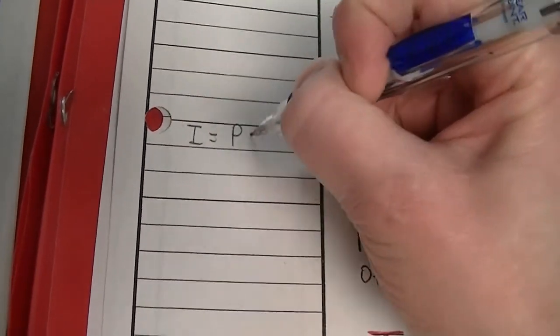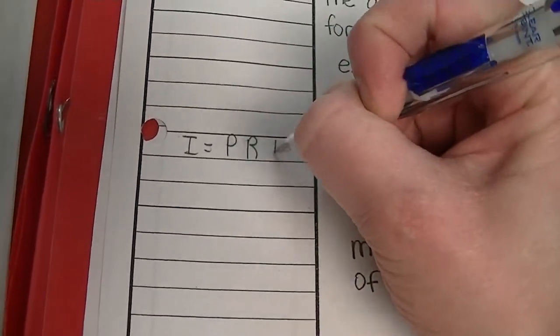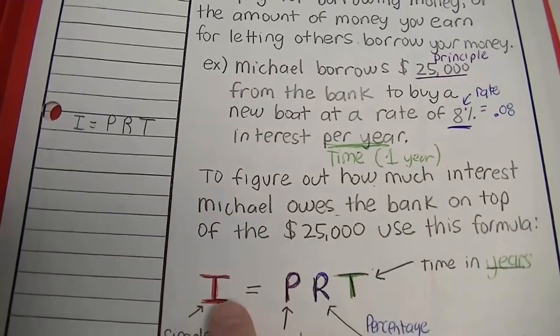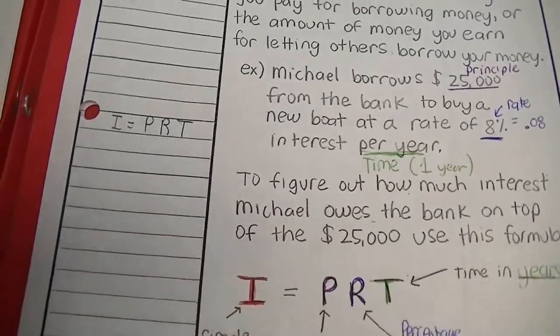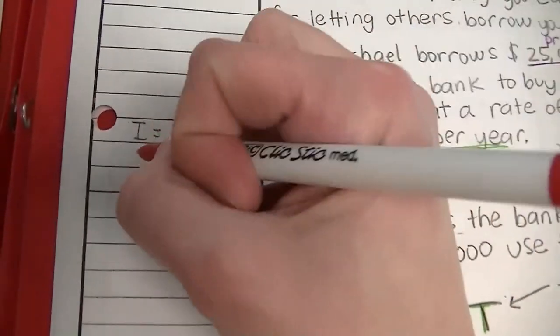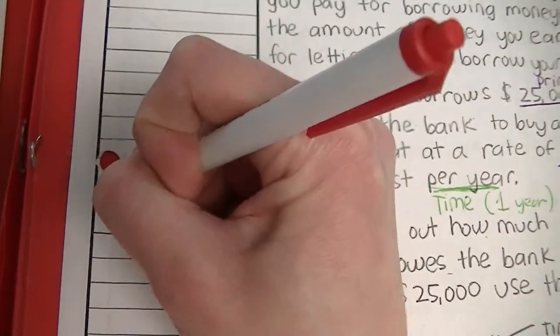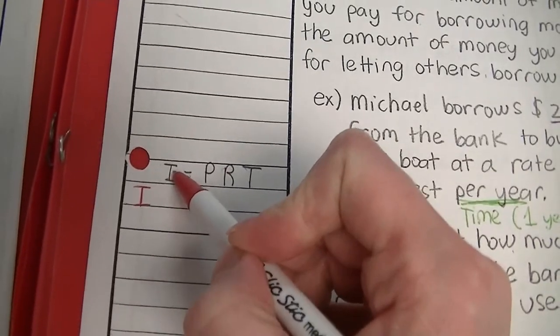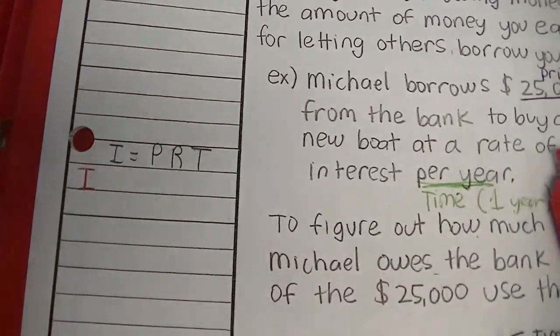I equals, so the simple interest is equal to the principal times the rate times time in years. And the interest, we don't know that yet. We're going to figure out how much interest he would owe, so I'm going to keep that as a variable, an I. The reason I'm not using X is because I see that this is already a variable.